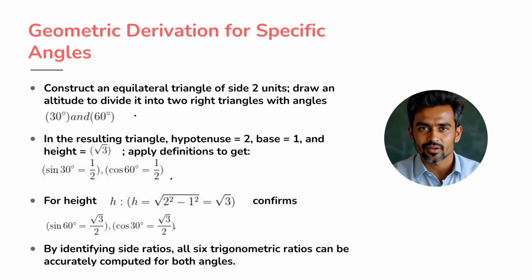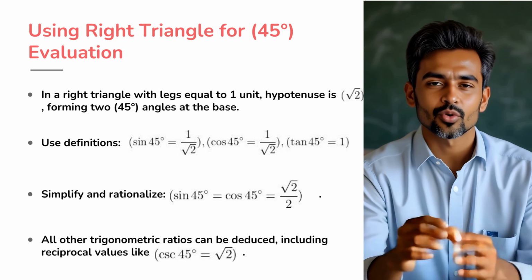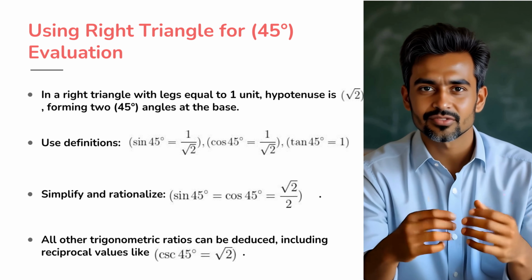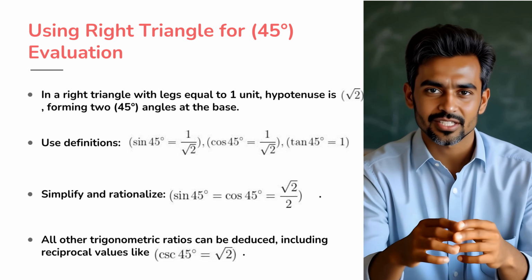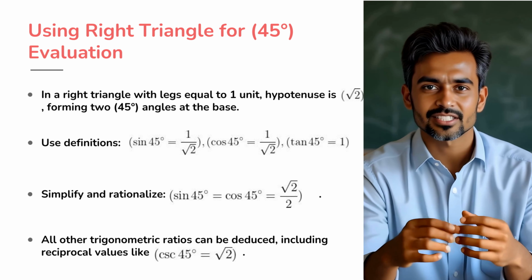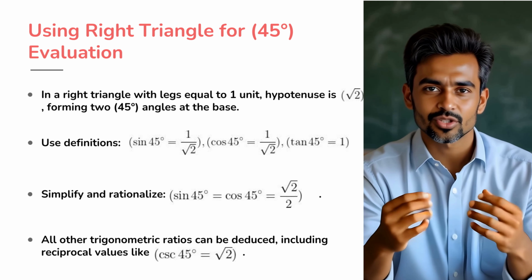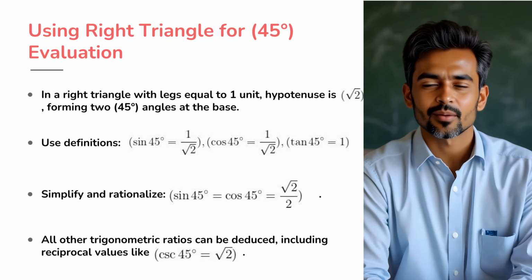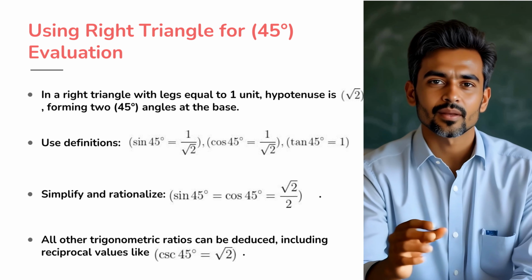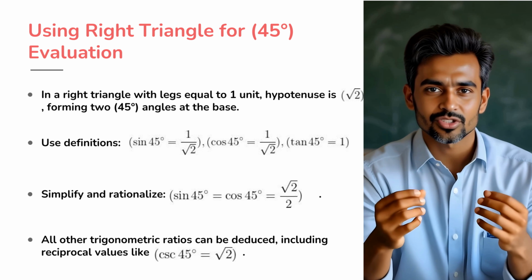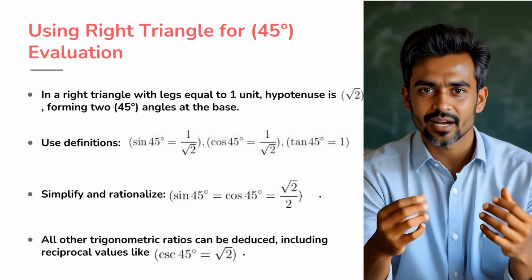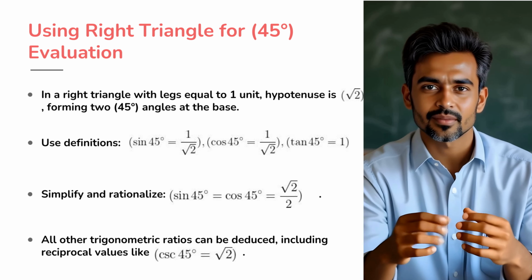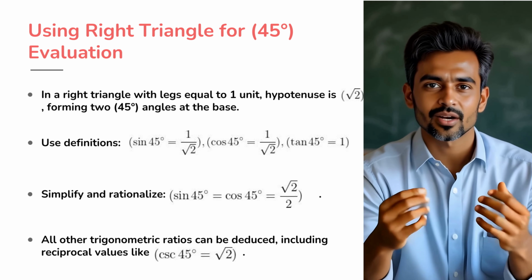Shabash for following along. Moving on, let's now focus on 45 degrees, another very important angle. To see where its values come from, imagine an isosceles right triangle, where the 2 legs are equal in length, say 1 unit each. Since the legs are equal, the 2 angles opposite those legs are both 45 degrees. Now, what about the hypotenuse? Using the Pythagorean theorem again, the hypotenuse squared equals 1 squared plus 1 squared, which is 2. So, the hypotenuse is the square root of 2.